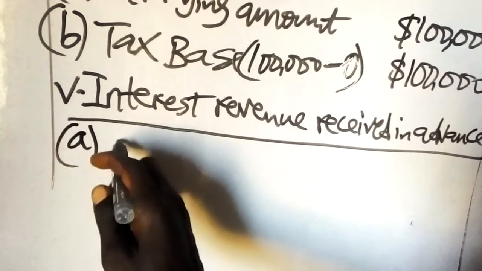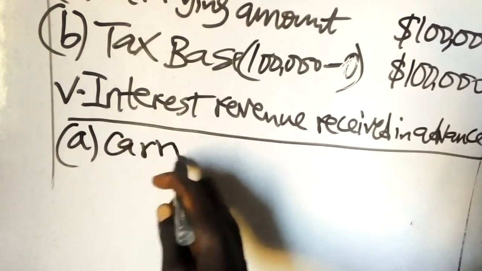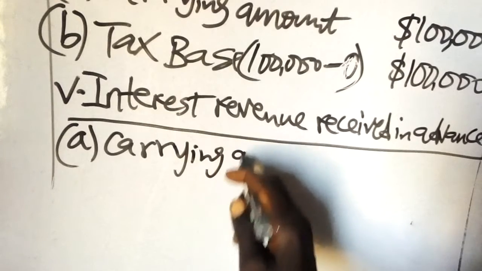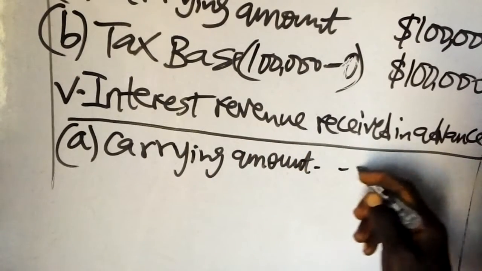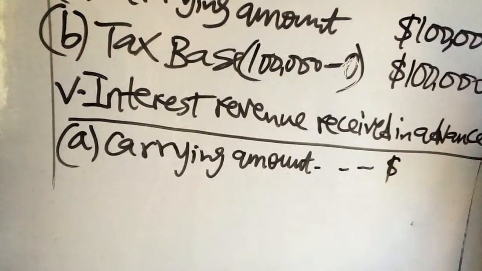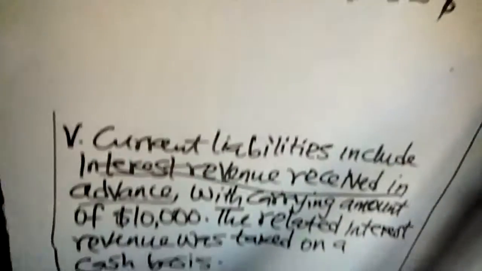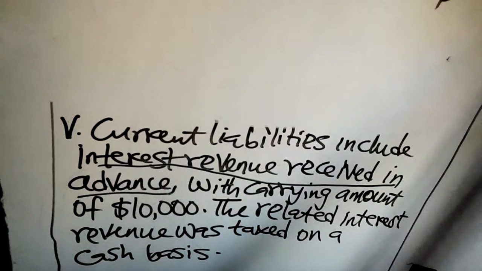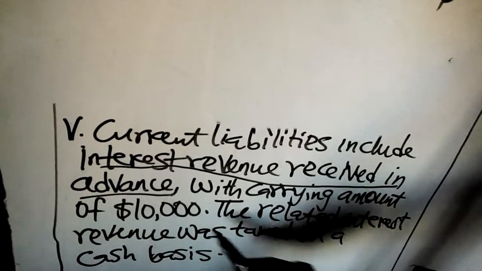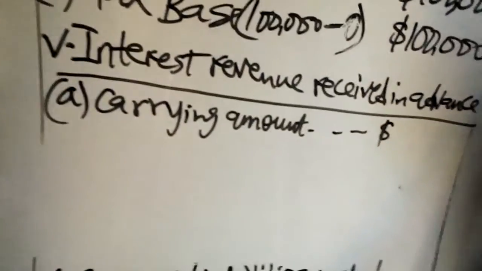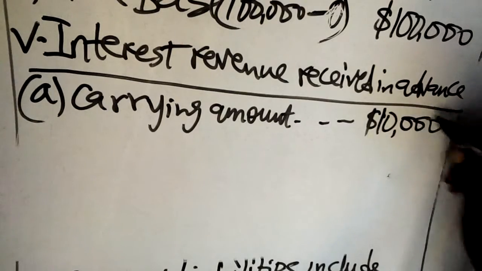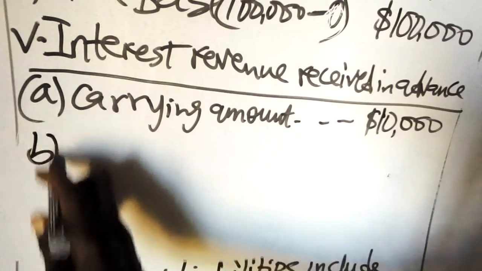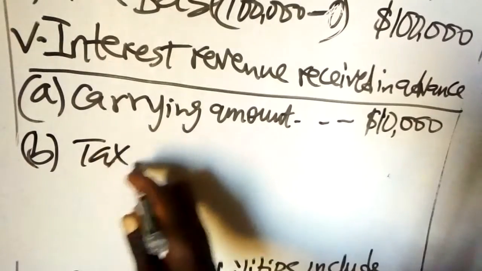So how much is the carrying amount of that? The current liabilities include interest revenue received in advance with a carrying amount of $10,000. So the carrying amount is $10,000. How much will now be the tax base?